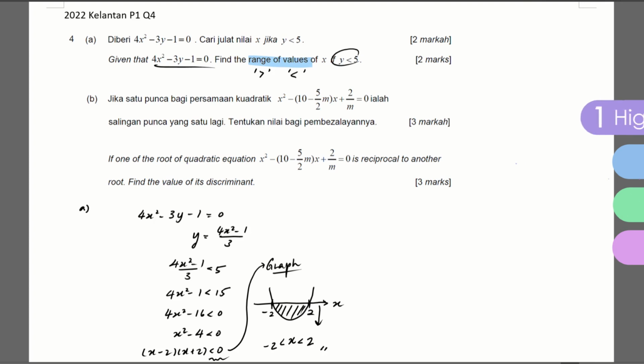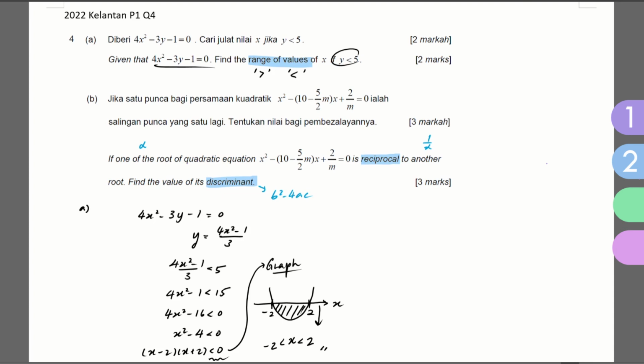For part B, we are given another quadratic equation, and they say that one root is reciprocal to another root, and find the value of its discriminant. So what do these two words mean? Reciprocal means if one of the roots is alpha, the other root will be its reverse, which is 1 over alpha. And discriminant means b squared - 4ac.